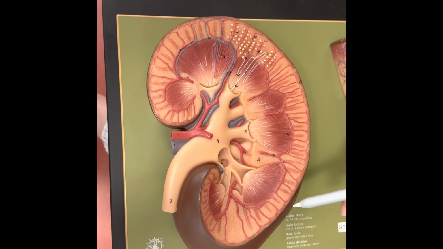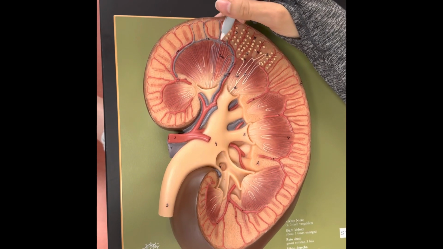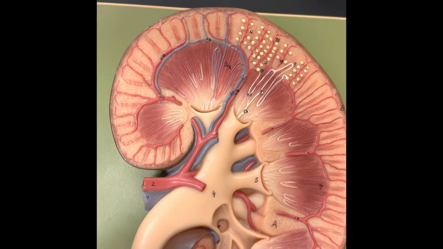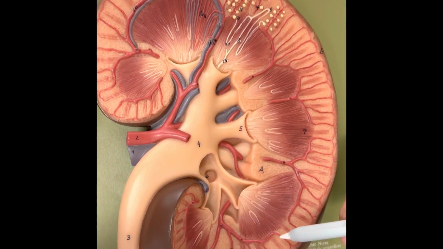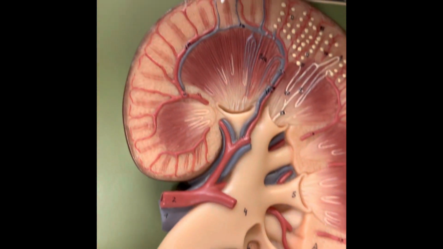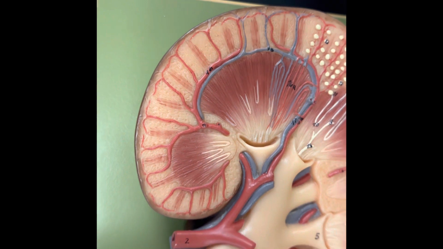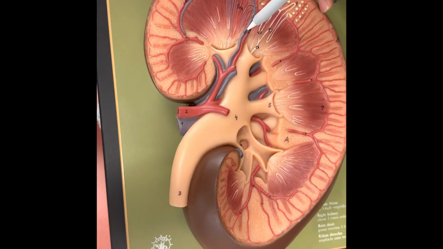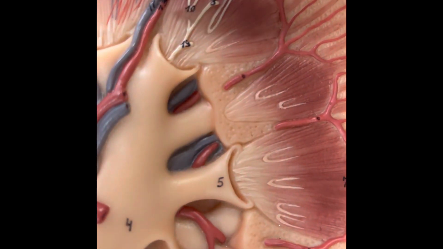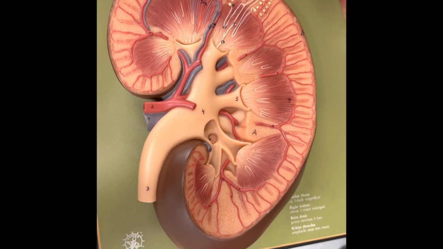And then I have the arcuate artery, the arcuate vein, and then I have the cortical radiate artery, the ones that extend outward, and then I have the cortical radiate vein, the one that extends outward, and then I have the interlobar artery and vein, and I believe that is it.